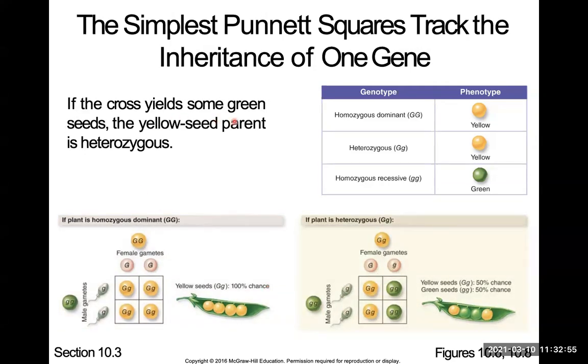So if the cross yields some green seeds, the yellow seed parent is heterozygous. So that's going to help you basically determine the parent. So you're kind of going backward, you're looking at the offspring and determining the parent after.